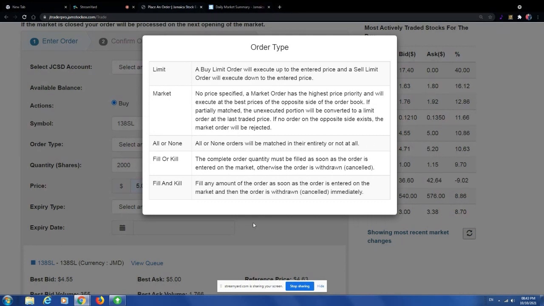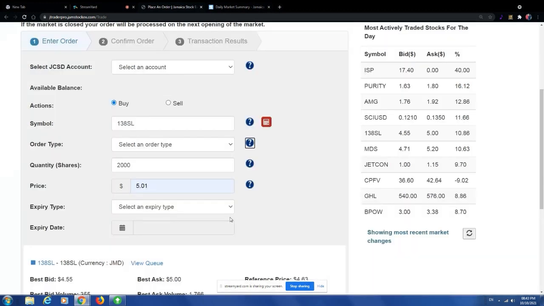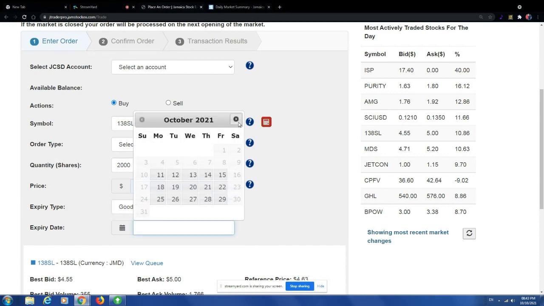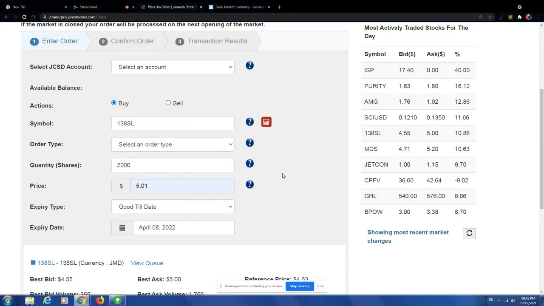If you need to zoom in further, sure. For the expiry type, good till date basically means you can set a date that you want this order to expire. For example, we can put this to expire all the way in April 8th, and based on my guess, that's approximately 6 months from now. Or we can put good for day. Good for day means that if the order isn't filled in the day, it gets cancelled. Point blank.